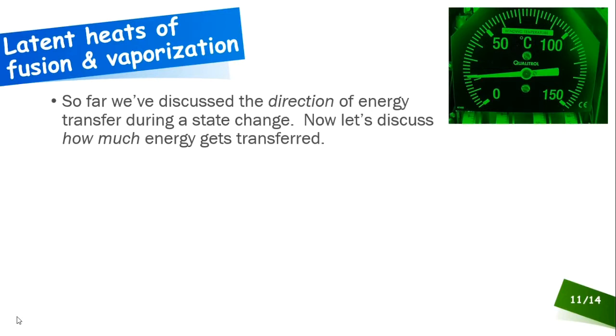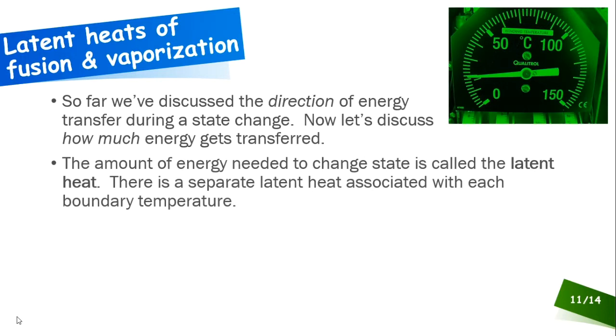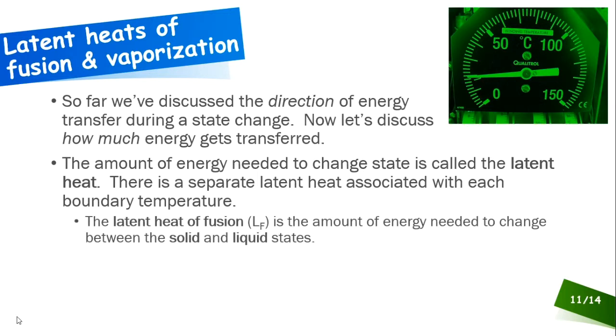So far, what we've discussed is the direction of energy transfer during a state change. Now we're going to talk about how much energy gets transferred. And to do this, we need to introduce a concept called latent heat. Latent heat is the amount of energy that you need to change state. Of course, because there are different boundary temperatures for changes of state, there's going to be different latent heats. There's a separate latent heat associated with each boundary temperature. So the latent heat of fusion is the amount of energy needed to change between the solid and the liquid states.